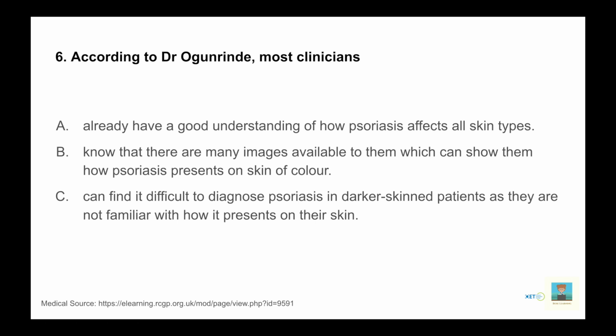Let's think about psoriasis. The textbooks say that psoriasis produces salmon pink plaques, and it might do on me, but I'm guessing it wouldn't do on someone with an African heritage skin. What does psoriasis look like?